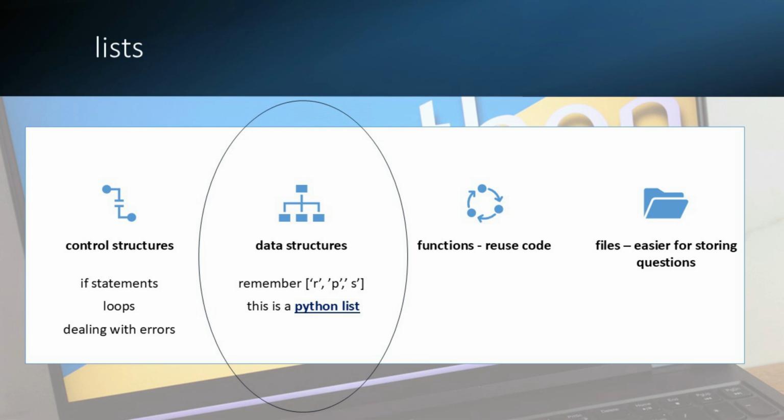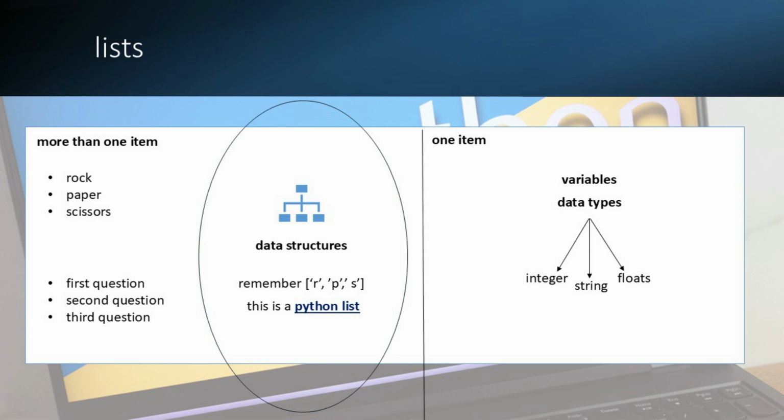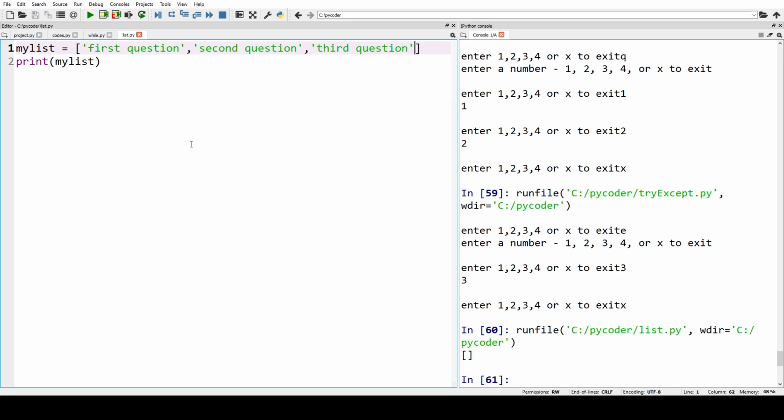Something we've mentioned a lot, but we haven't explained, is a list. If we have more than one item, for example a shopping list or list of ingredients, we can create a list in real life, and we can in Python as well. These are called data structures.